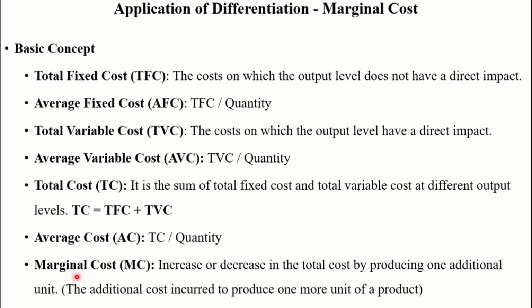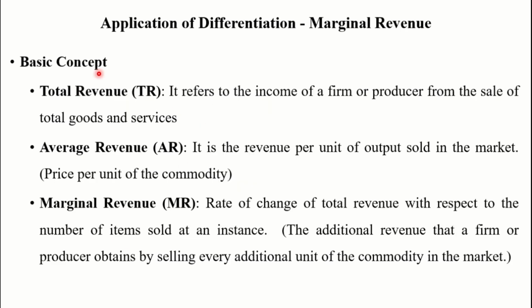What is meant by marginal cost? Marginal cost is nothing but the increase or decrease in the total cost by producing one additional unit, or we can say the additional cost incurred to produce one more unit of the output. This is the basic concept of cost. Now we are going to see the revenue.